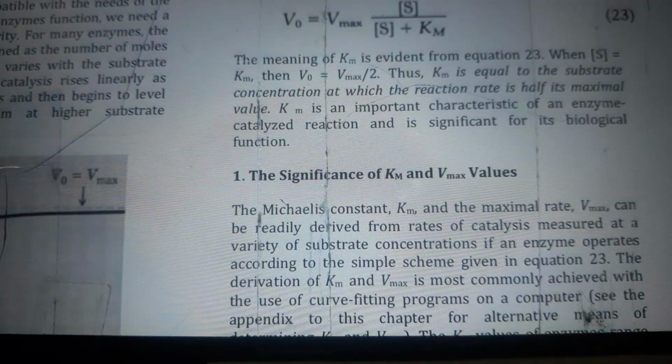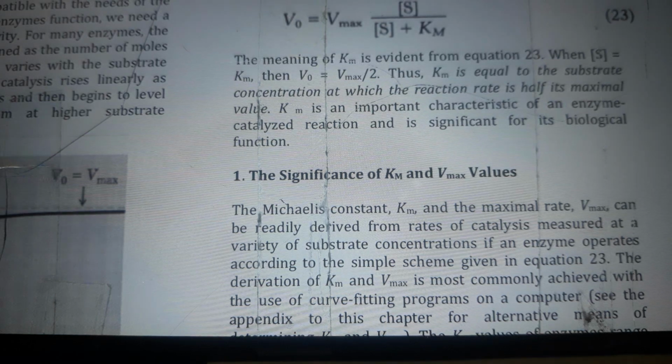Before we could continue on that, let's make a mention of the Michaelis-Menten equation, where V0 is equal to Vmax S over S plus Km. The meaning of Km is evident from equation number 23. When S is equal to Km, then V0 is equal to Vmax by 2. This Km is equal to the substrate concentration at which the reaction rate is half its maximum value.